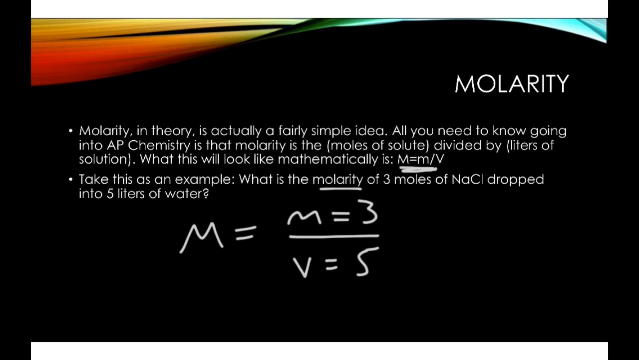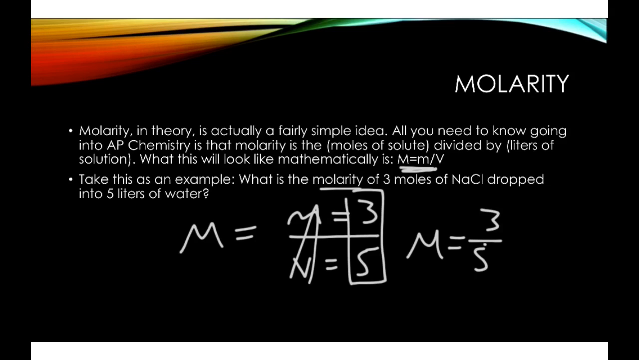Disregarding the actual variables, because you can't divide those as a number, I'm going to work with my 3 and my 5. So, M is equal to 3 over 5, and most likely you won't leave it as a fraction. You'll change this into a decimal, so that'll be about 0.6, and of course never forget your units, so M.